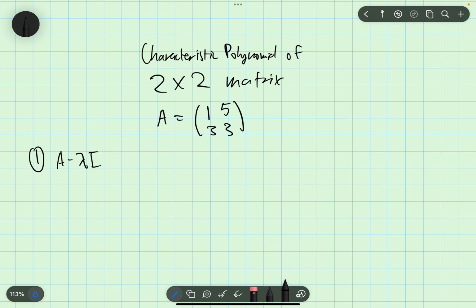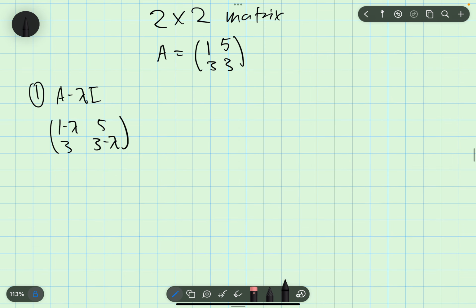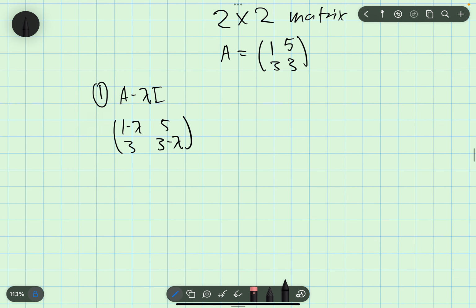So let's figure this out. A minus lambda I would be 1 minus lambda, 3 minus lambda, and then 5, 3 remains the same. Then you would find the determinant of this, right? How would you find the determinant of this? Well, it's going to be AD minus BC.